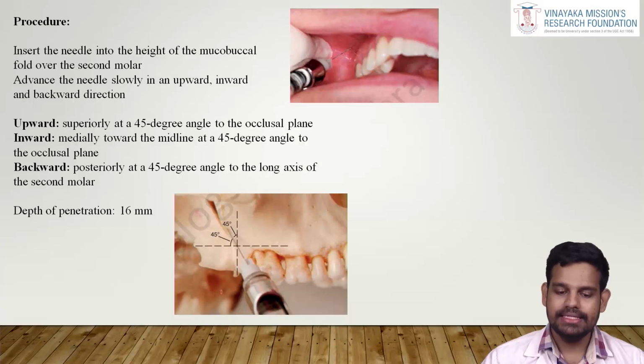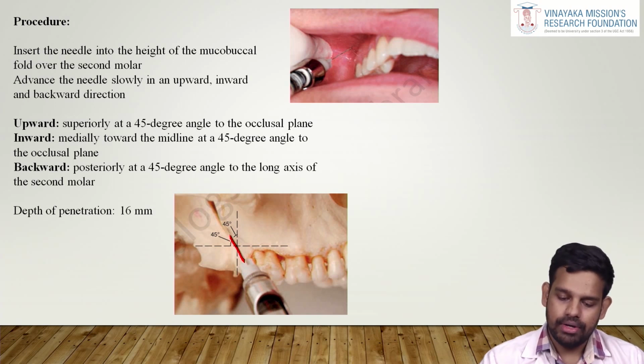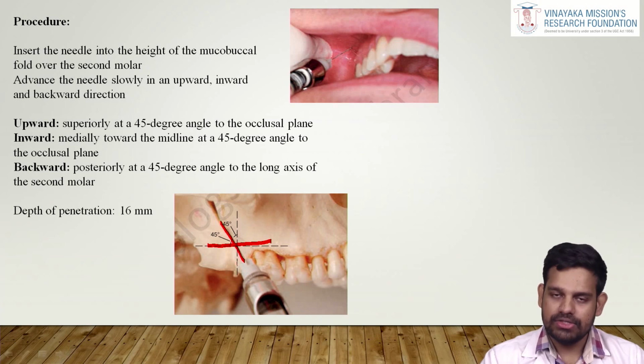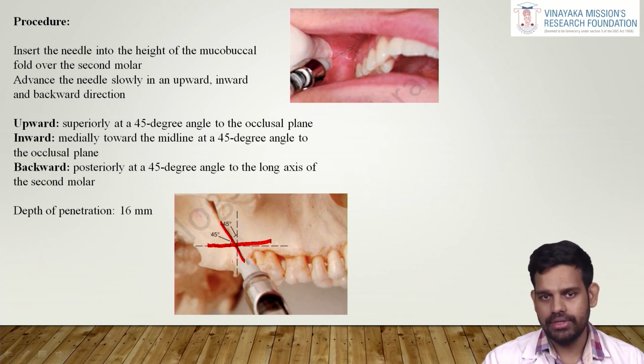The procedure involves inserting the needle into the height of the mucobuccal fold over the second molar, and advancing the needle slowly in an upward, inward and backward direction. Upward means it should be at a 45 degree angle to the occlusal plane, 45 degrees inwards and 45 degrees upwards. As soon as you go into the mucobuccal fold, you go in a backward direction towards the pterygopalatine fossa. There lies the posterior superior alveolar nerve, and the depth of penetration is 16 mm. So 16 mm of the needle should be penetrated into the mucobuccal fold, and we need a longer needle to perform this local anesthetic technique.